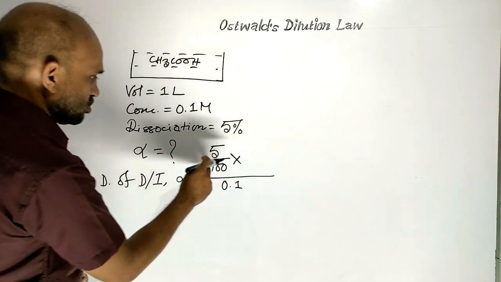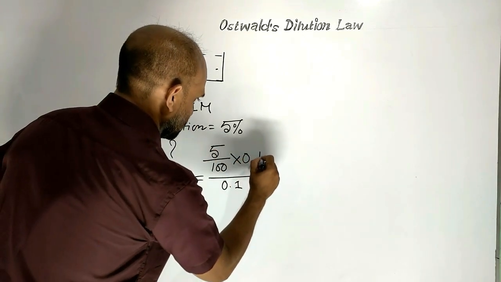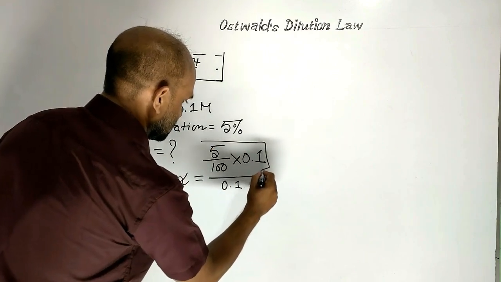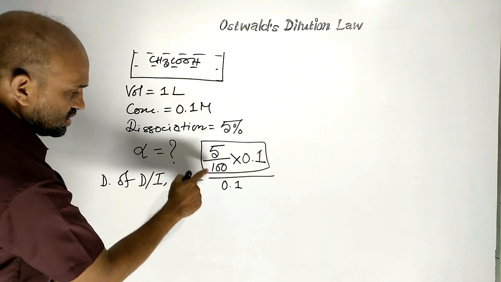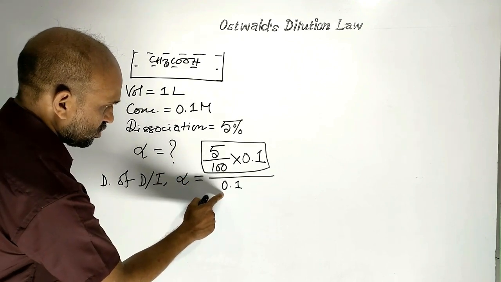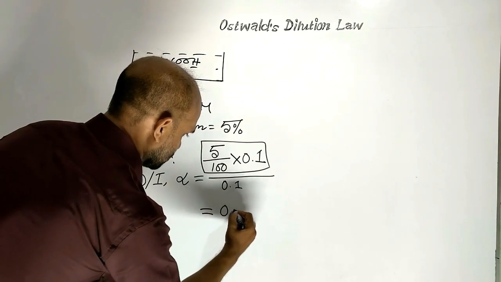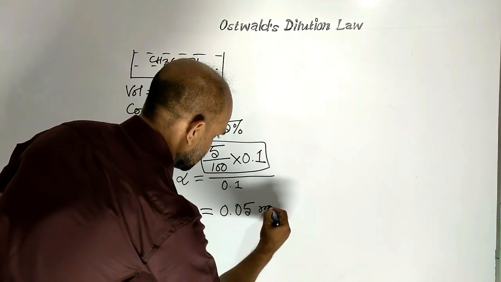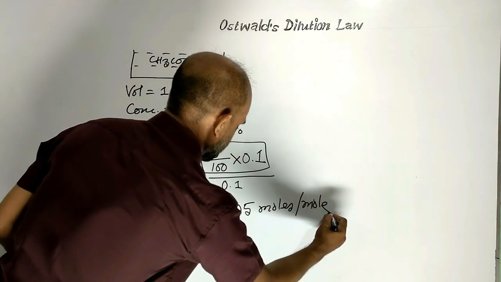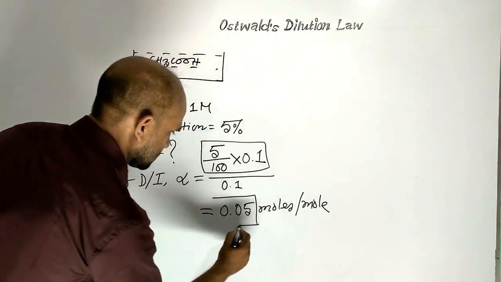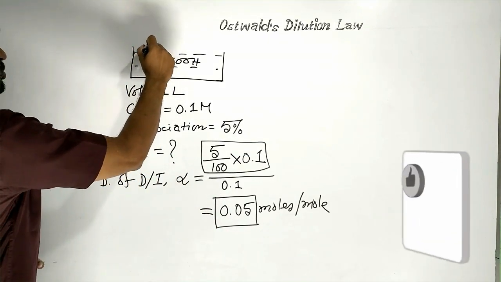Then what number of moles from 0.1 mole? This is the number of moles dissociated in the solution and the total number of moles present in the solution. This is equal to 0.05 moles per mole. This is the degree of dissociation for this solution.